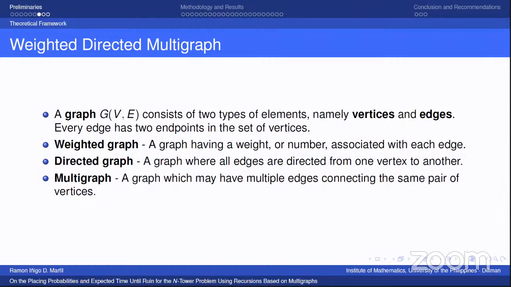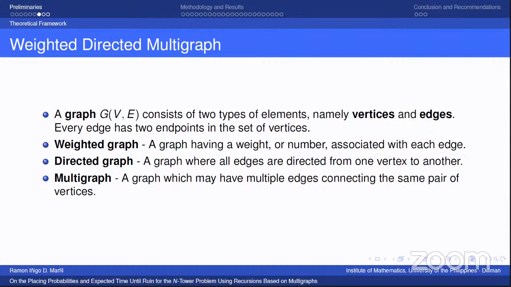Pag sinabi naman nating weighted yung graph, ibig sabihin merong weight or number associated with each edge. So ibig sabihin, in this research, yung weight or yung number na yun ay yung probability of transition between states. Okay? Sunod, directed graph naman, a graph where all edges are directed from one vertex to another.